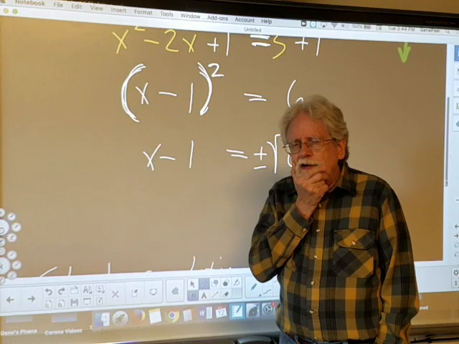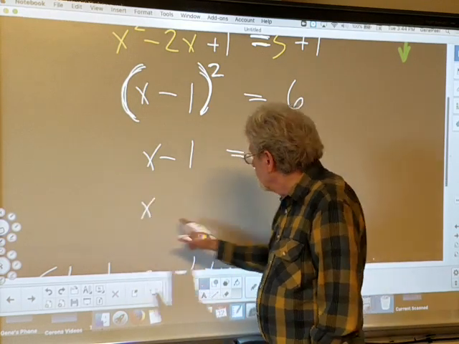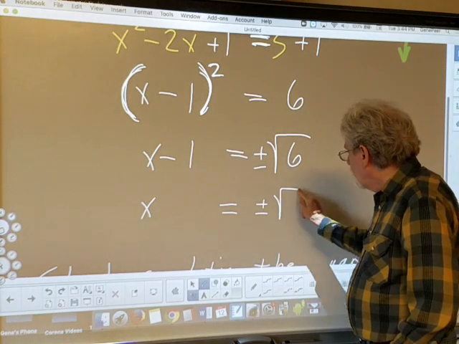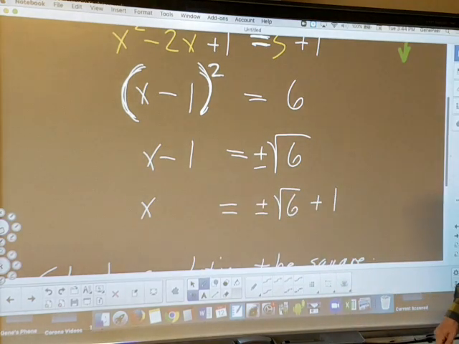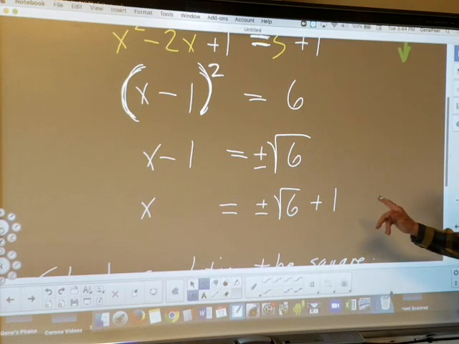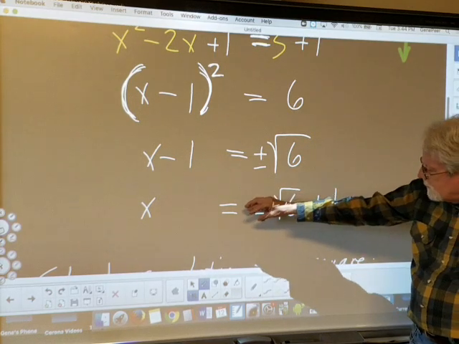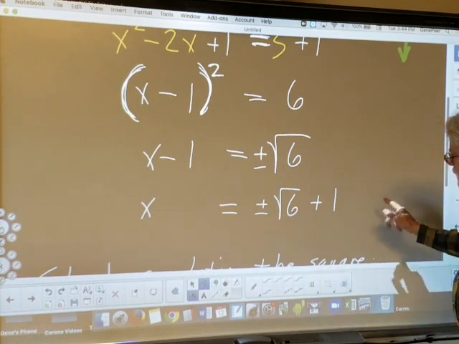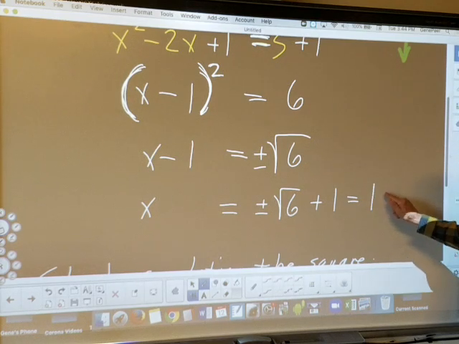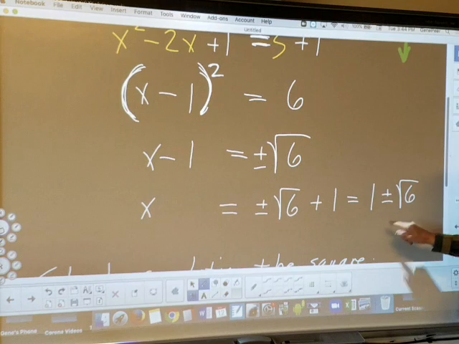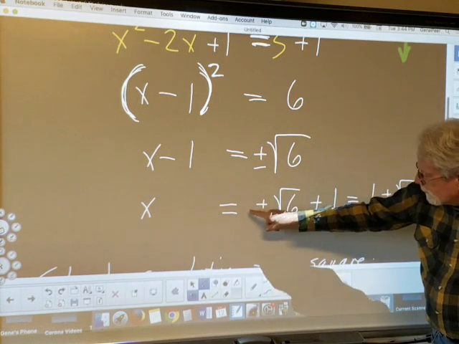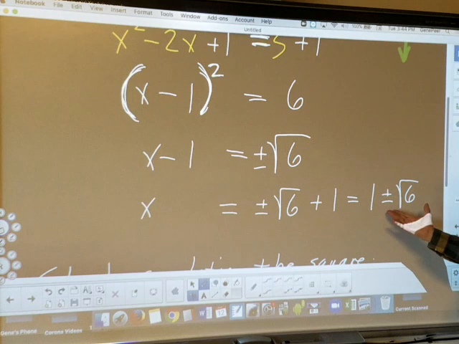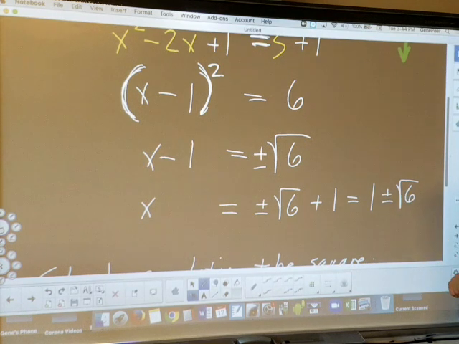Well, isn't that kind of easy? Yes, that's easy. Add 1. Plus or minus square root of 6 plus 1. However, there's an old tradition that says we would really rather have that plus 1 on the other side and have the plus or minus in the middle. So due to tradition, we choose to write it as 1 plus or minus square root of 6 by putting the positive 1 on the other side. So this is actually two answers. It's 1 plus the square root of 6, or it's 1 minus the square root of 6. Two separate answers, written the easy way.